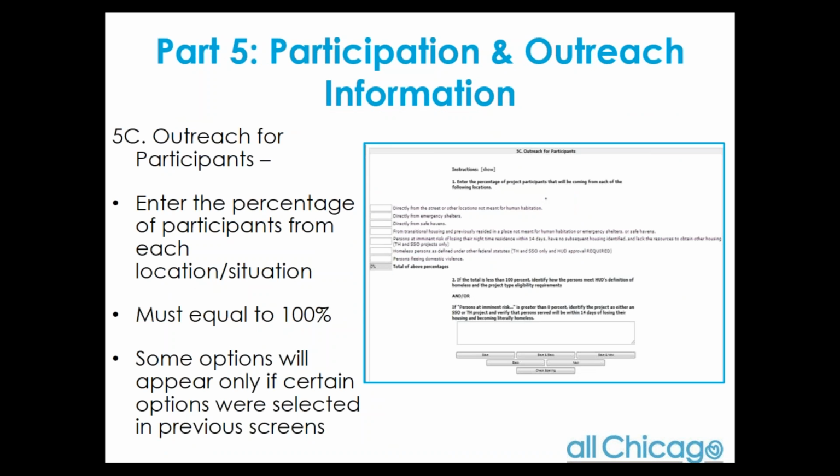You will also be asked about outreach for participants. Contrary to previous years, if the percentage did not equal 100%, you would have an opportunity to explain why you were at 95%. That is not an option this year, so you must ensure that everything equals 100%.